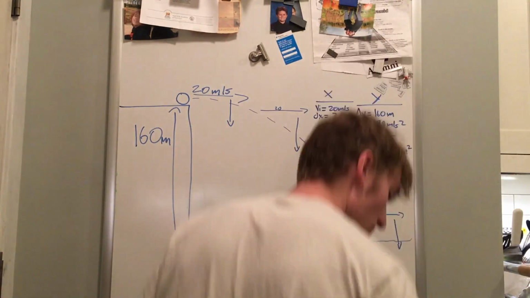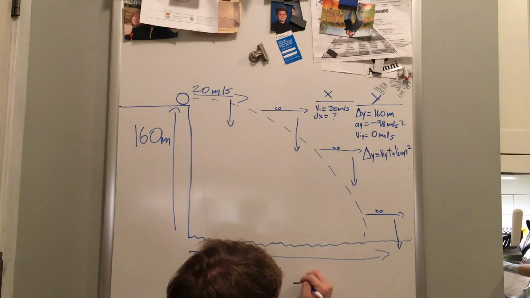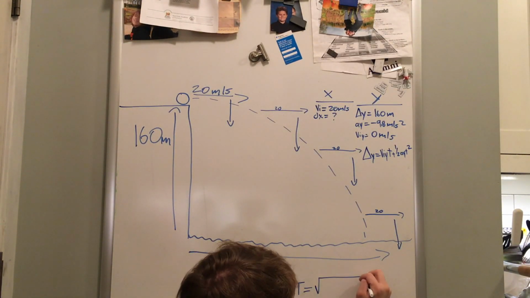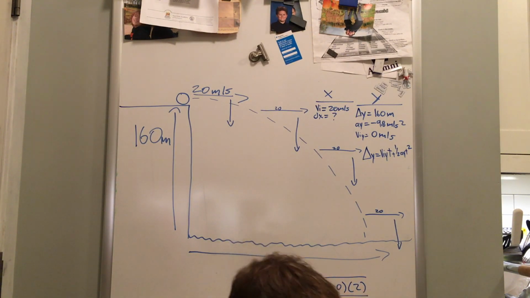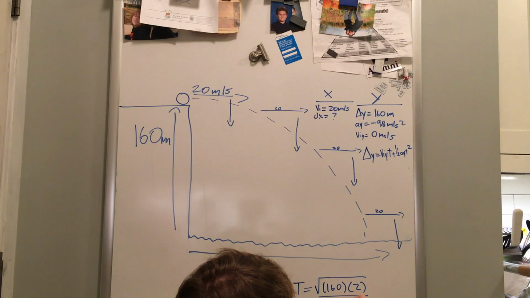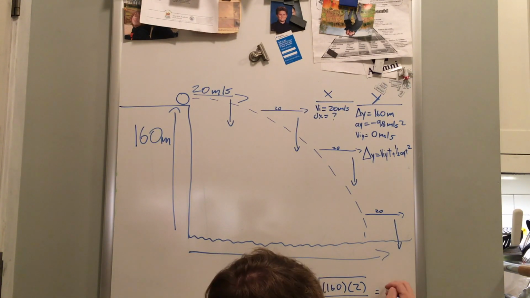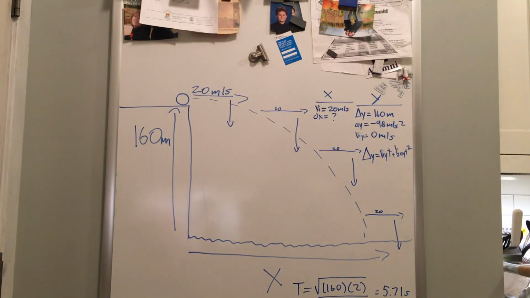Now I'm going to solve it, and solved it would look like this. Time equals the square root of 160 times 2 divided by 9.8, which will give me the time it takes for the ball to hit the water.